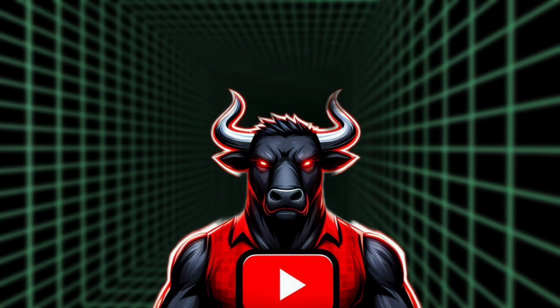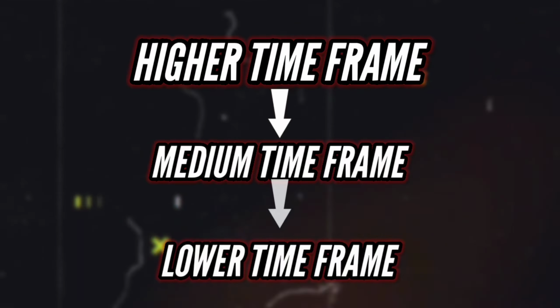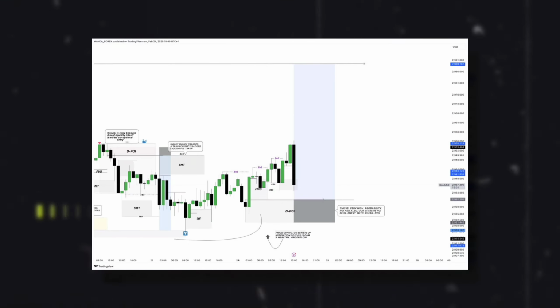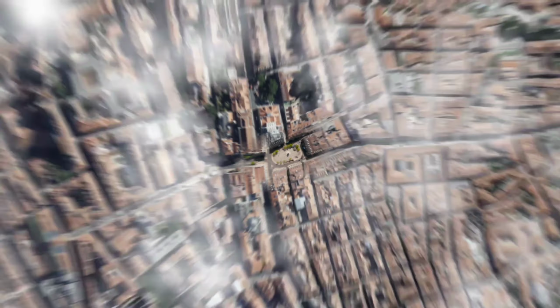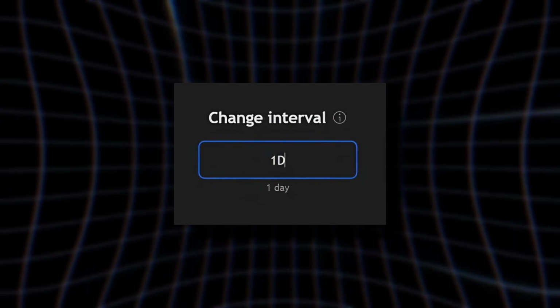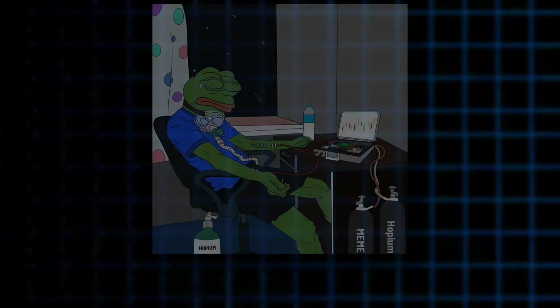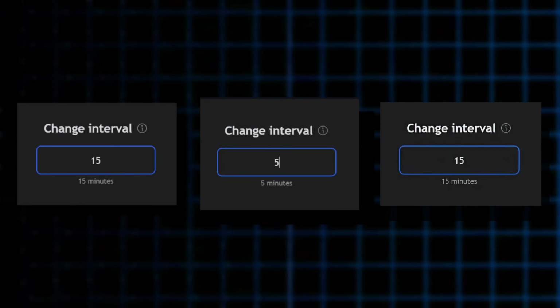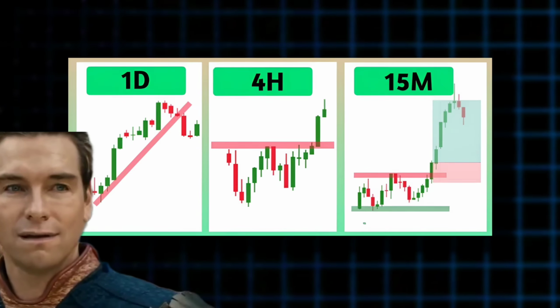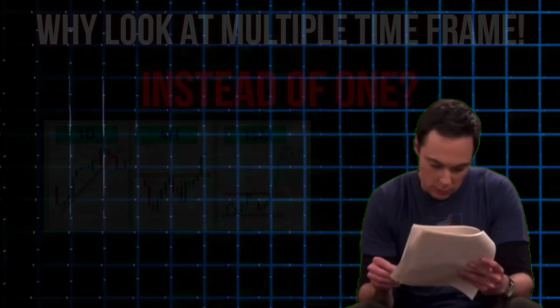Let's dive in. First things first, what is top-down analysis? It's a method where you analyze the market from the higher time frames down to the lower time frames. This helps you understand the bigger picture and align your trades with the overall trend. Think of it like zooming out on Google Maps before zooming in to find your destination. For example, we start with the daily chart, then move to 4-hour, and finally the 15-minute chart. This way, you're not just trading blindly on lower time frames, but making informed decisions based on the broader market context.